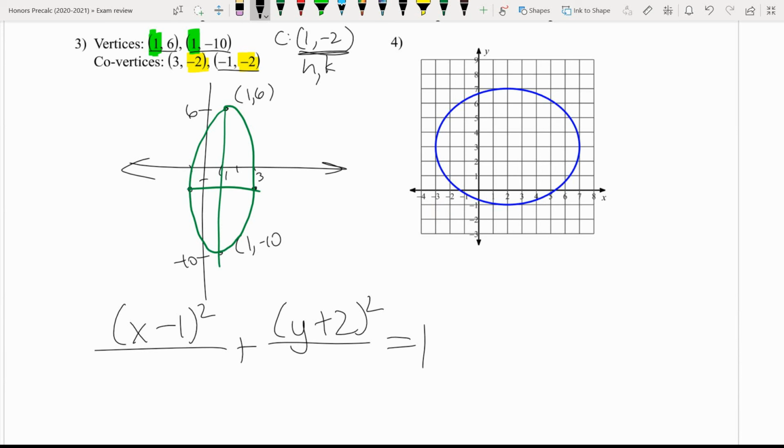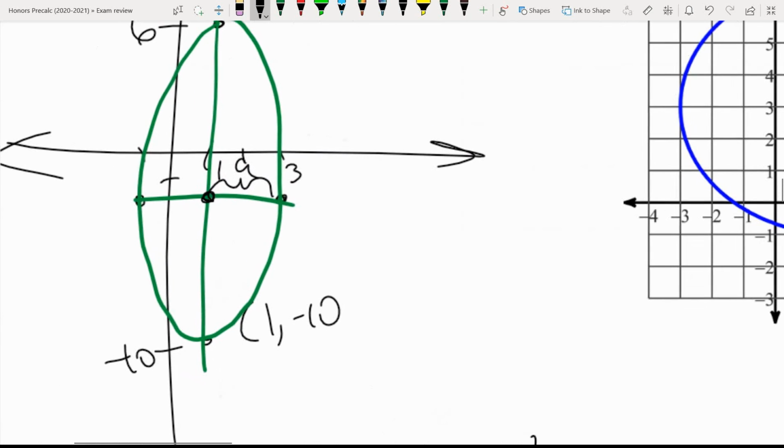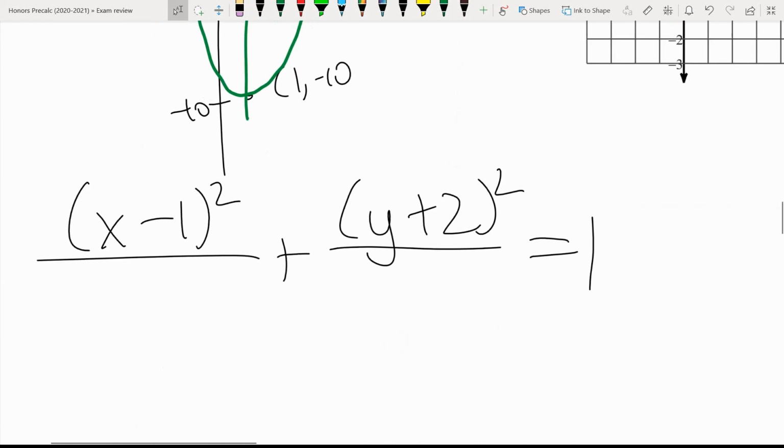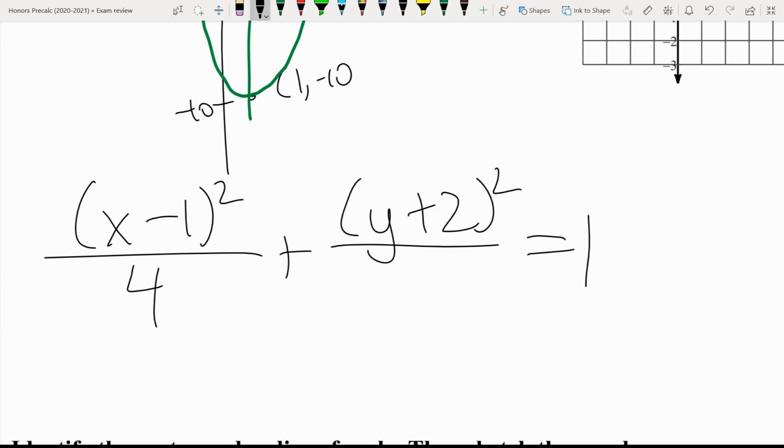But in terms of how far you're going each direction, for the x direction, I got to figure out what my a value is right here. I'm going from 1 to 3, so it looks like a equals 2. So remember, what goes on the bottom is a squared, which would be 4. That's what goes on the bottom of this fraction here. So there'll be 4 underneath here, our a squared. We need our b squared under here.